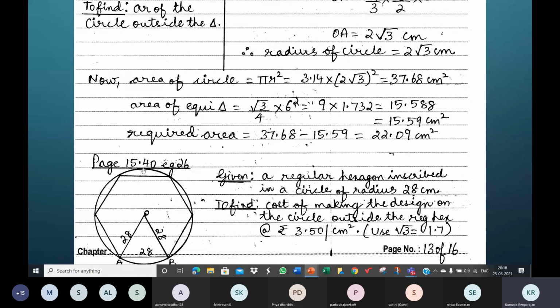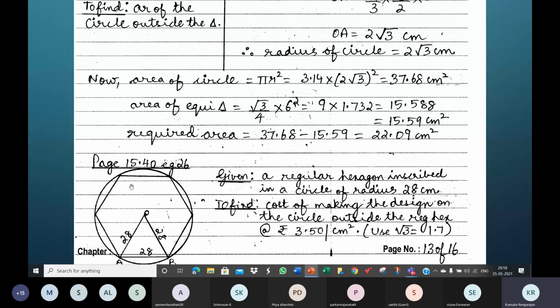A regular hexagon is circumscribed by a circle. You know that a regular hexagon is made up of 6 equilateral triangles. Now, this being the circumcenter, that is the center of the circumcircle, when you join O to A, O to B, O to C, O to D, O to E, and O to F, you will get 6 triangles. The 6 triangles are equilateral triangles.